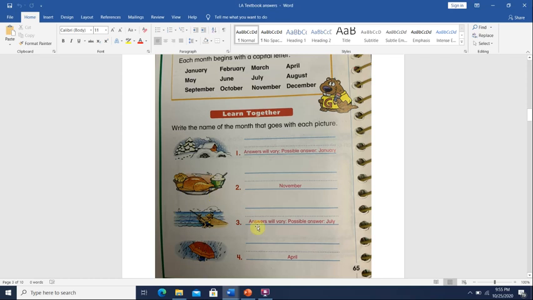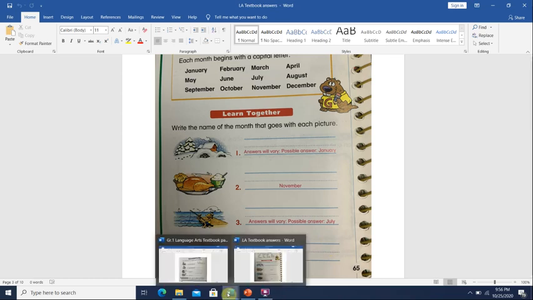Number 3, the answers will be different because summertime, there are 3 months for summertime, and it's usually very hot in June, July, and August, especially July and August. Okay, number 4, it rains a lot in April and May, but here they wrote April because April is known for their showers or their rain.